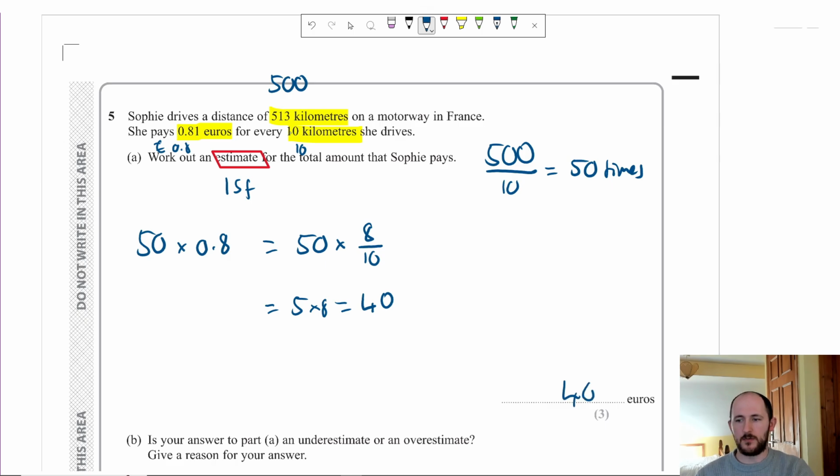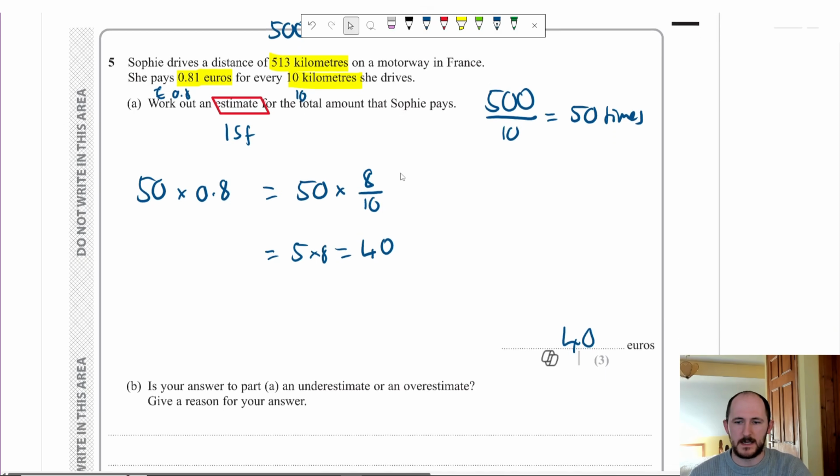And of course they give you a range of values because you can round to other amounts. You don't have to round to 1SF. It's just that 1SF will always work, and that generally makes the numbers super easy.